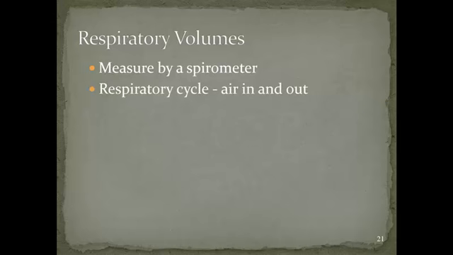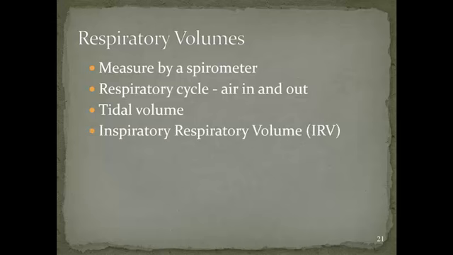Respiratory cycle is when air goes in and out. The normal amount of air that goes in and out during a normal respiratory cycle is called your tidal volume. The normal breathing volume is about 500 mL, which is about the size of a bottle of water.